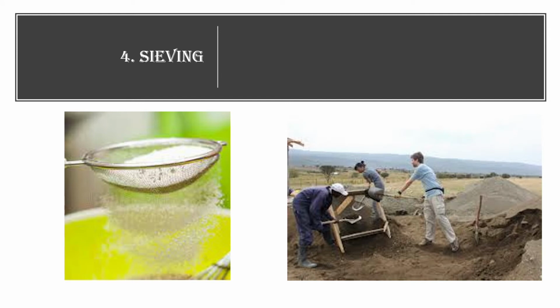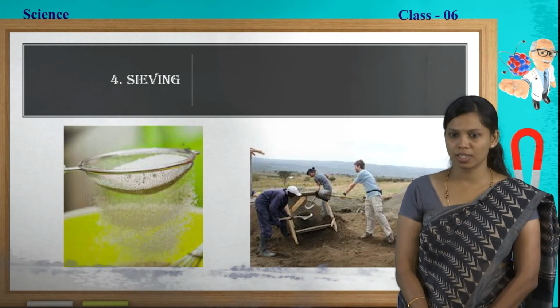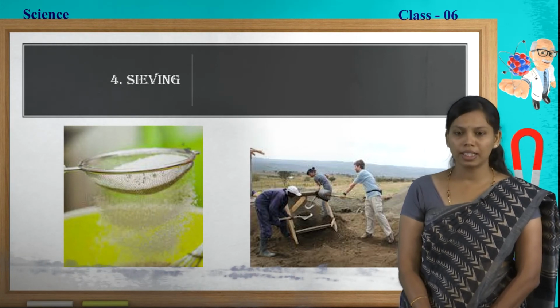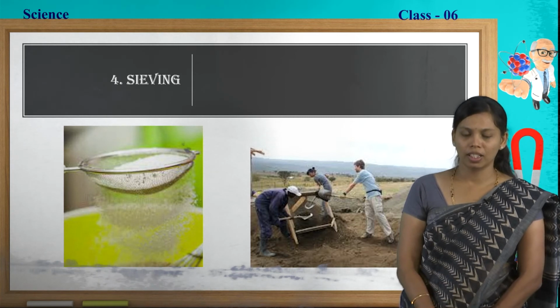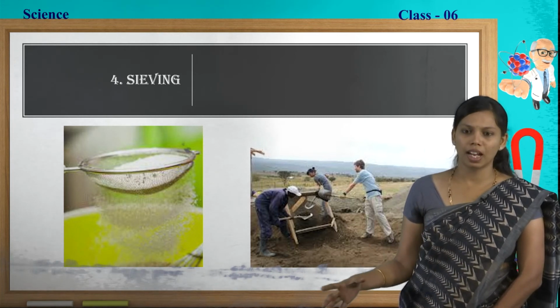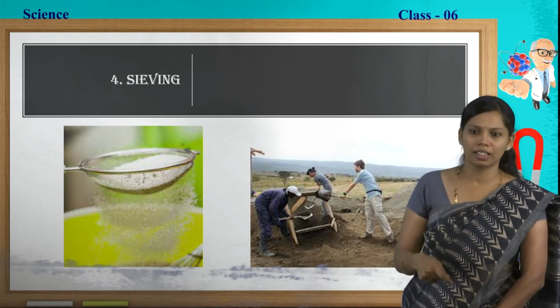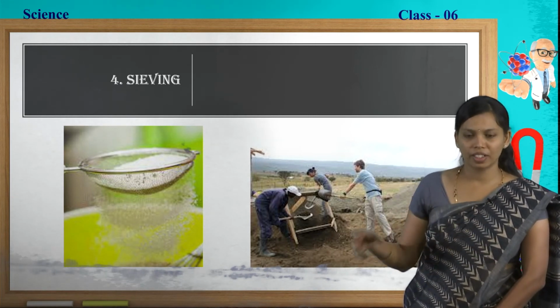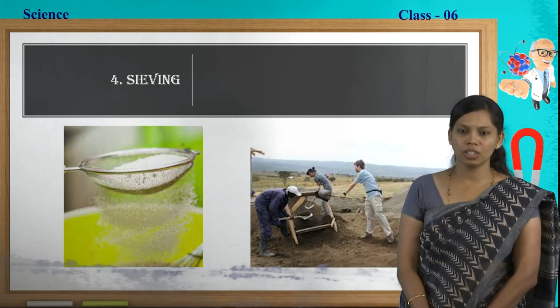Next comes, what do you observe in that picture? It is the sieving process, at the construction sites. Why do they use the sieving process in the construction site? The sand consists of pebbles and stones. To separate them from the sand, they use a slanting sieve. They clean it so that the pebbles get separated from the sand. After that, they can use the sand for construction purposes.